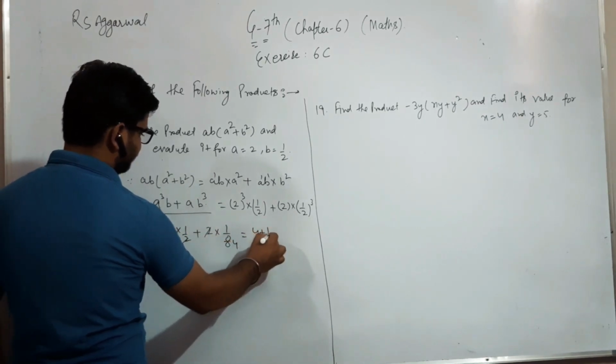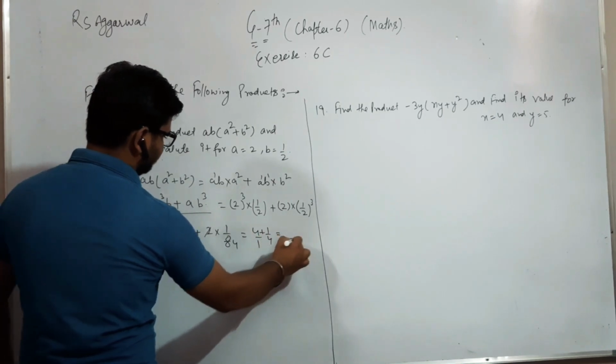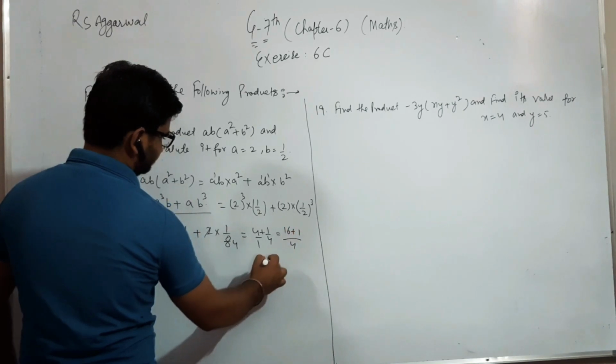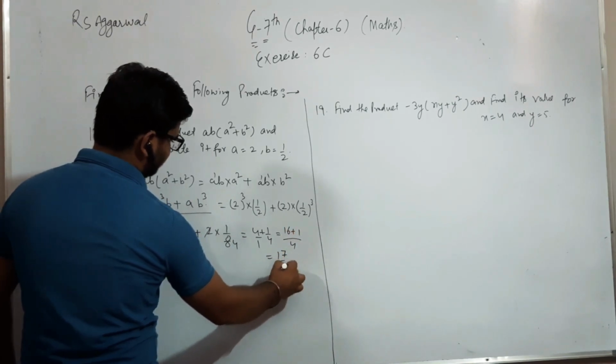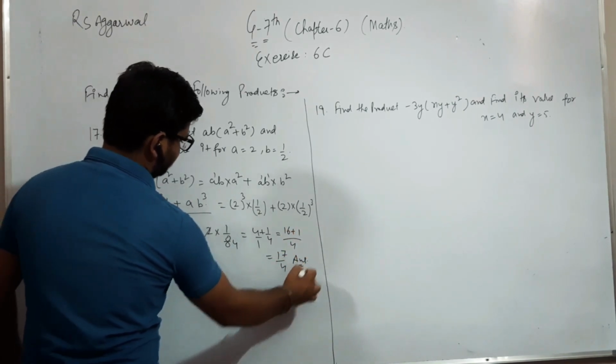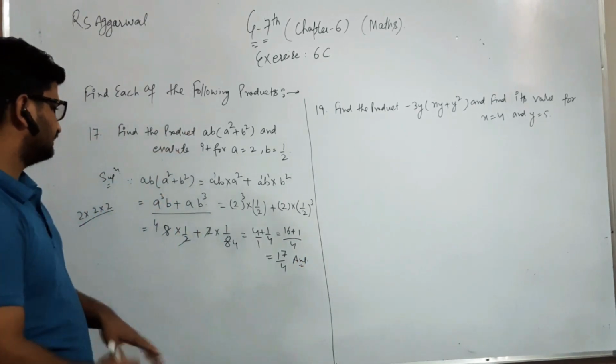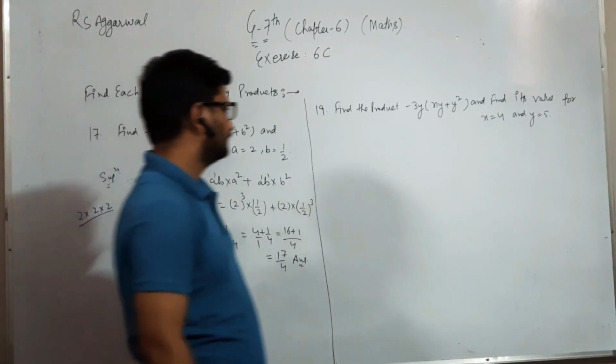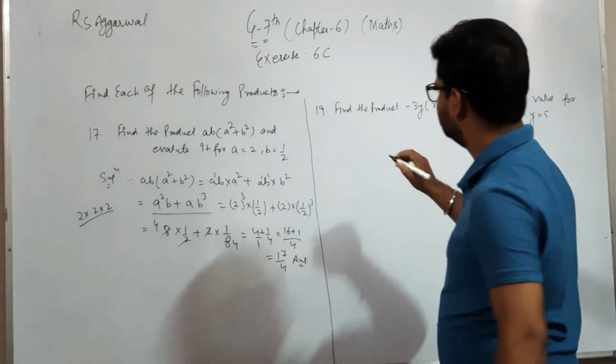So 4 plus 1 by 4. So what is the LCM will be 4. Then 16 plus 1. So answer will be 17 by 4 of this question. Okay. So this is the answer of 17 question. 4 4 16 plus 1 is 17 by 4. Next we are doing the question number 19 of this same exercise.